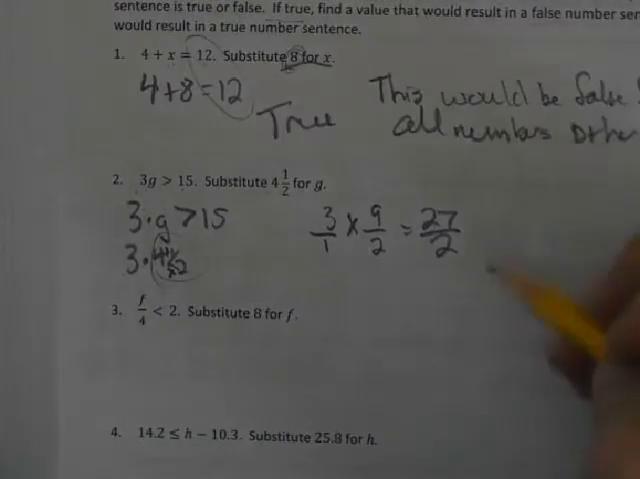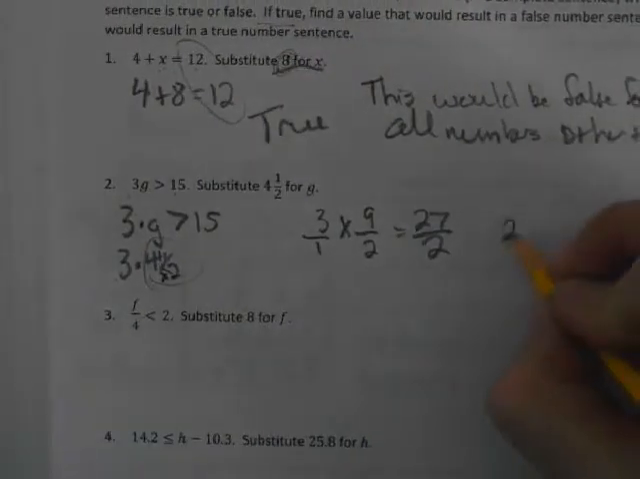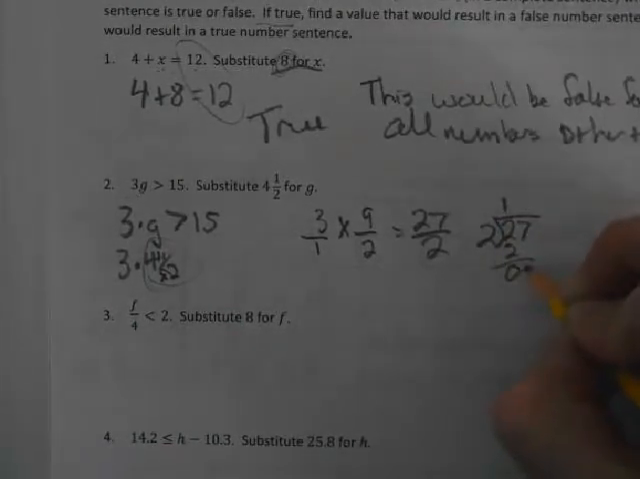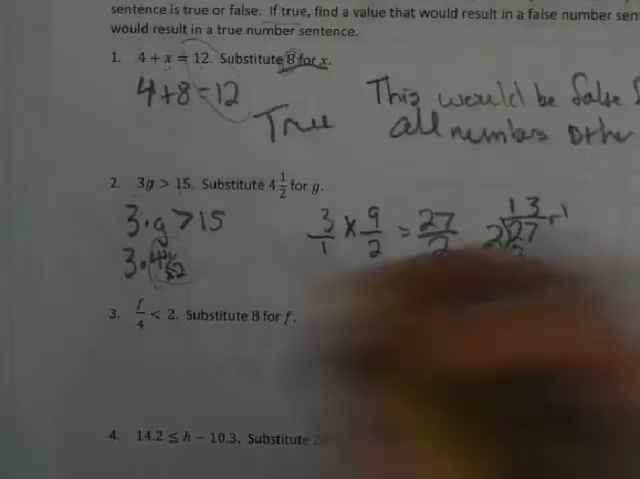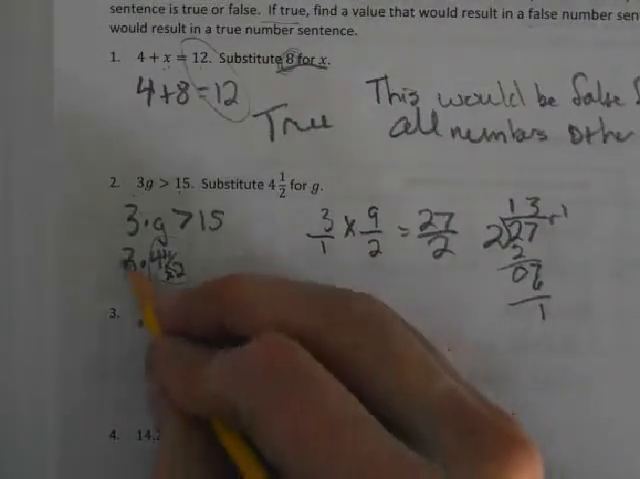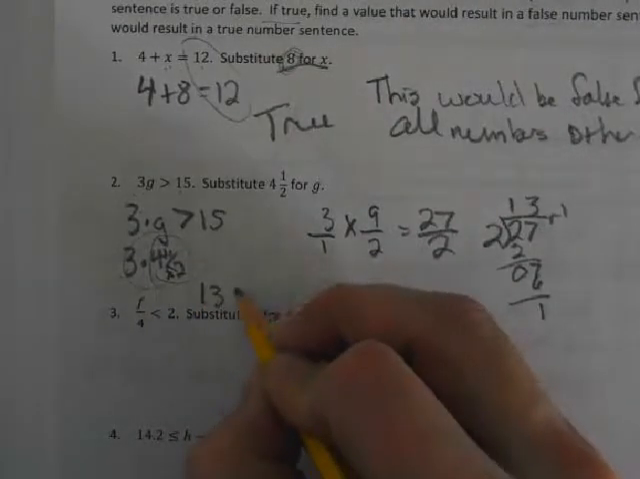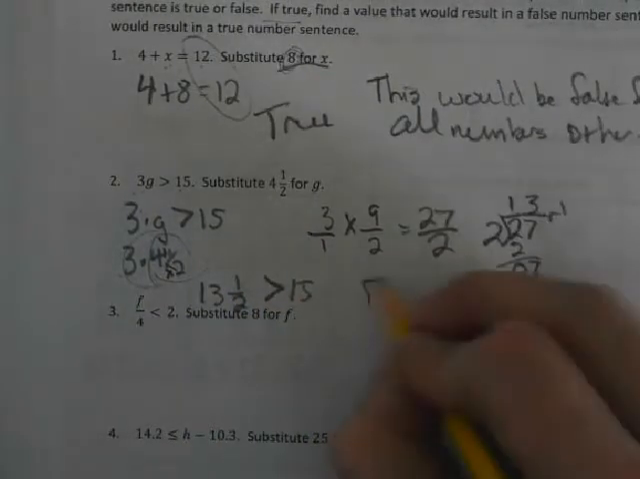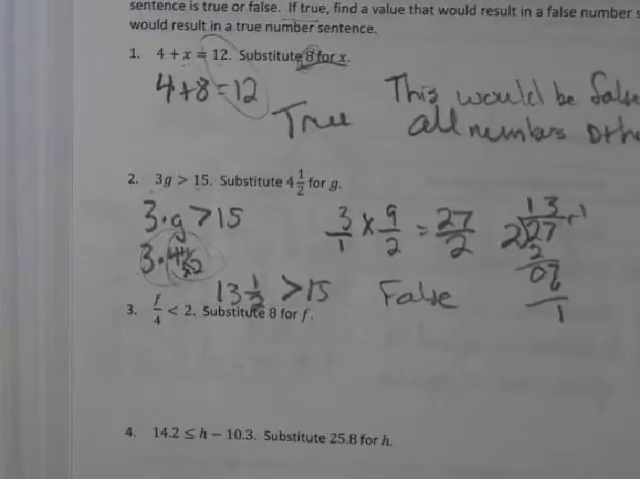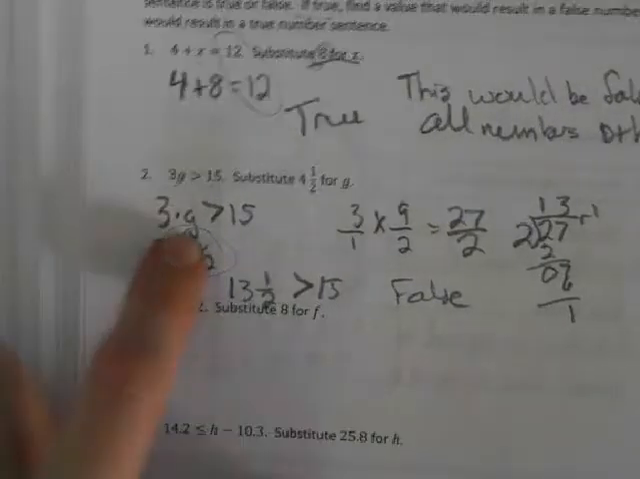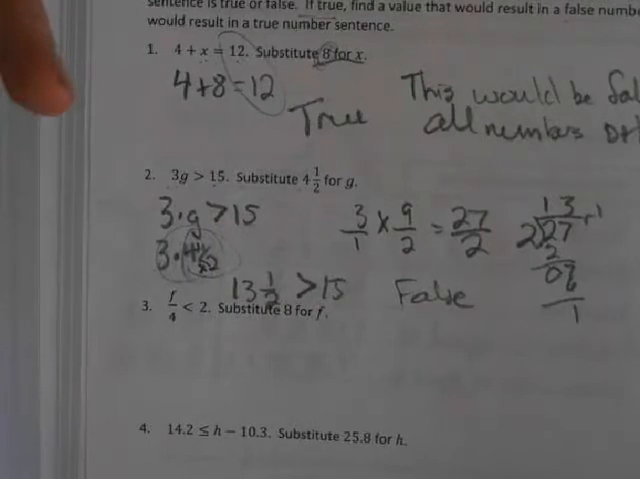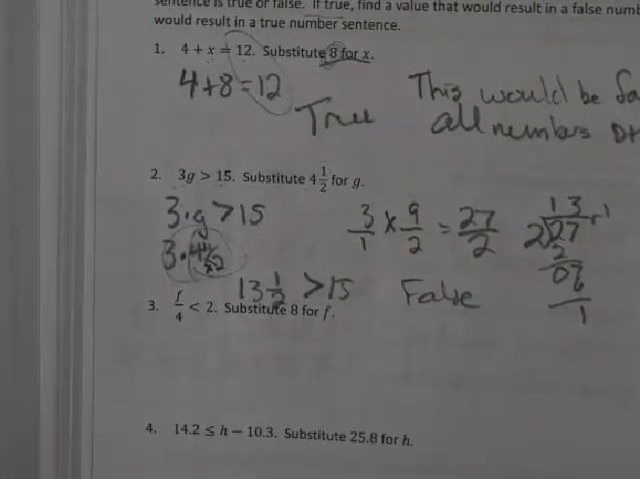Now, I need to turn this back to a mixed number, so I'm going to take 27 divided by 2. 2 goes into 27 thirteen times, remainder 1. And so what this comes out to, and I'm just solving this side here, is 13 and 1/2 is greater than 15 is the statement, so this is false. And any number that would make this side greater, so 3 times 5 makes it equal. So any number bigger than 5 would make it true. So you could say 6, 20, 1,000, any of that would be true.